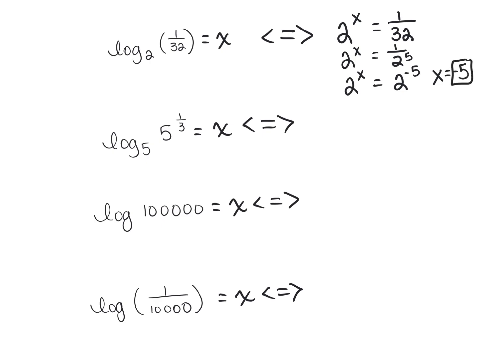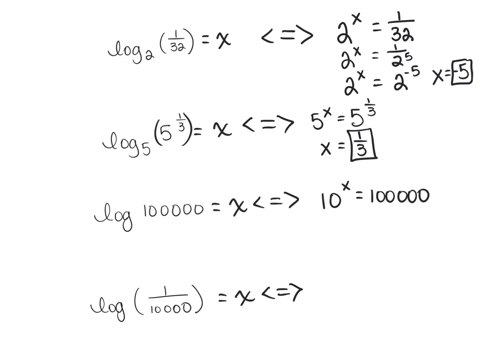So for the next one, we have the baby base of 5 raised to the x power, and then that's equal to what's in parentheses, so that's 5 to the 1/3 power. So then x has to be equal to 1/3. Since the bases match, then the exponents have to match. For the next one, we have a base of 10 that's understood to be there. And then this is x, is my exponent, and then I have 100,000, which can be written as 10 to the 5th power, so x is equal to 5.